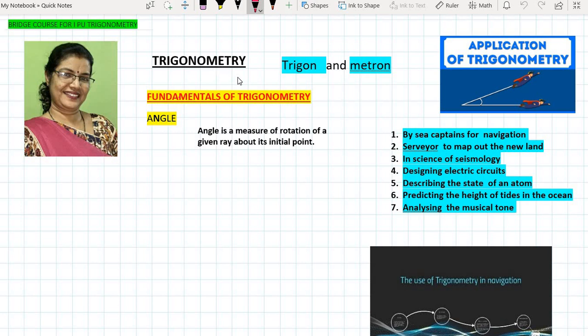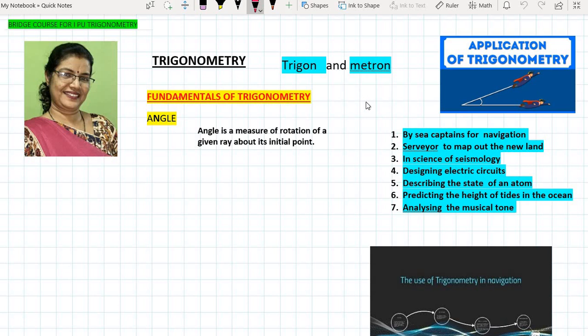The word trigonometry is a Greek word, a combination of two words: trigon and metron. The meaning is the measurement of sides and angles of the triangle.